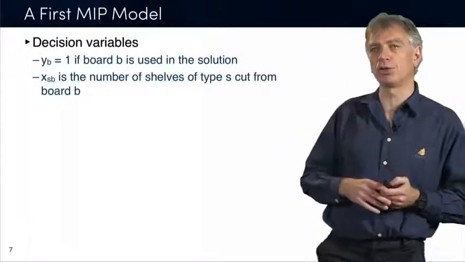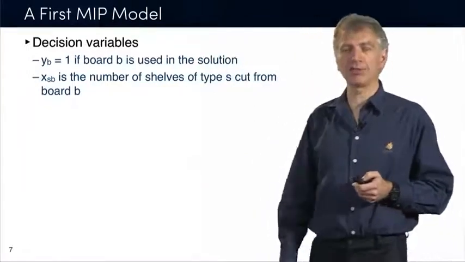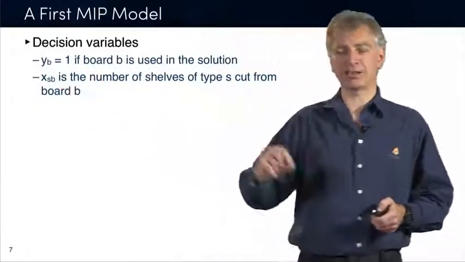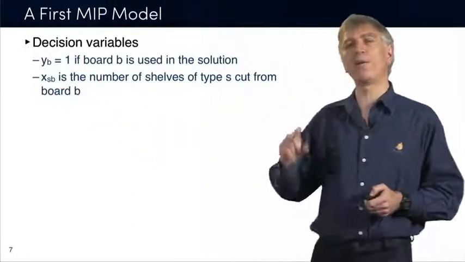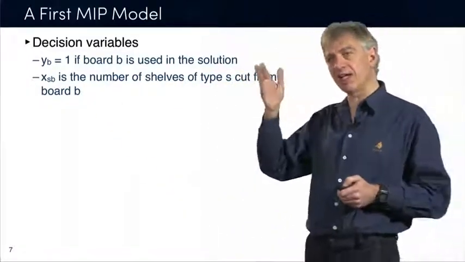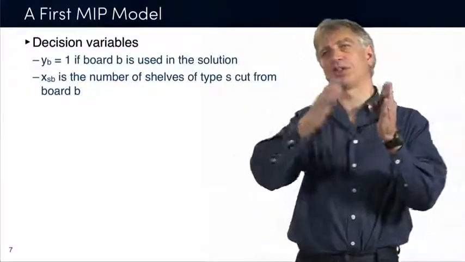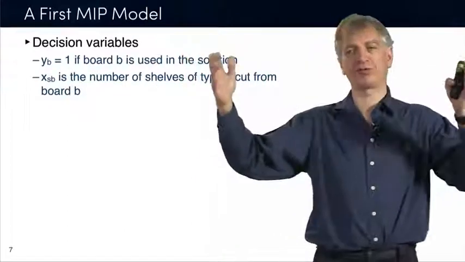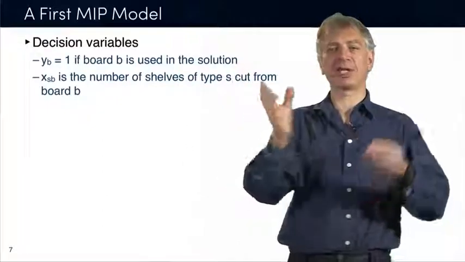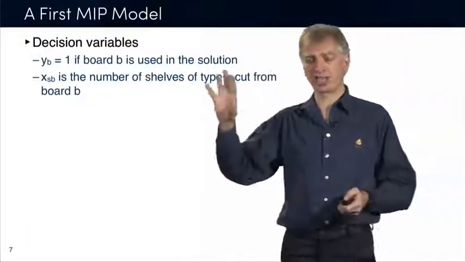So what you want to do is decide if a particular board is selected in the optimal solution or not. So board B is going to be selected. And then you will have a particular variable XSB, which is going to tell you how many shelves of size S are available from the cutting of board B. So if you have, for instance, 20, 20, 20, 20, let's say 5 times 20, that's going to tell you that size 20 is cut 5 times in this particular board. So you have 5 shelves of size 20 in that board.